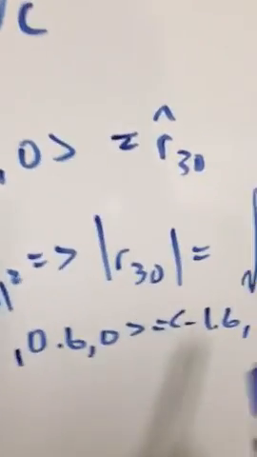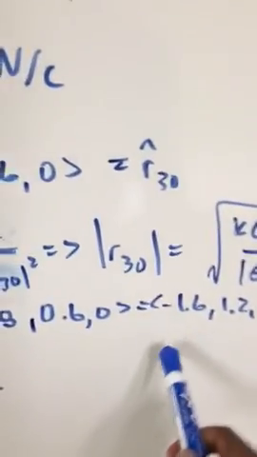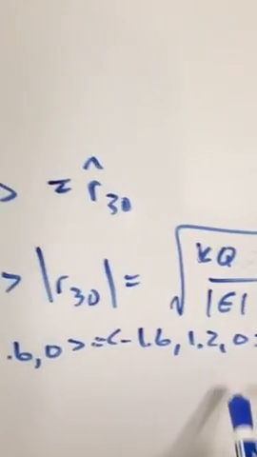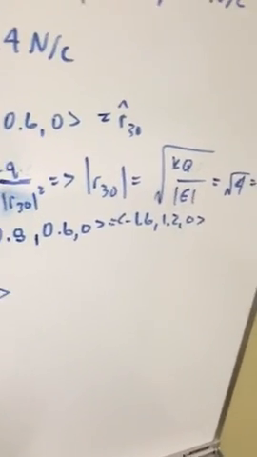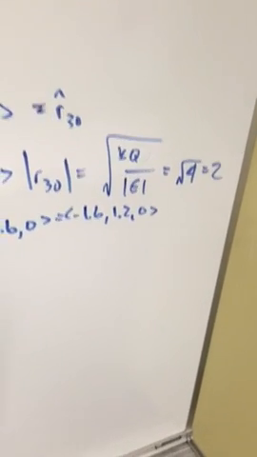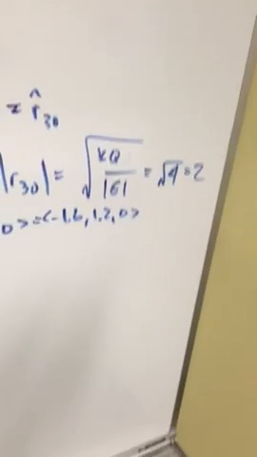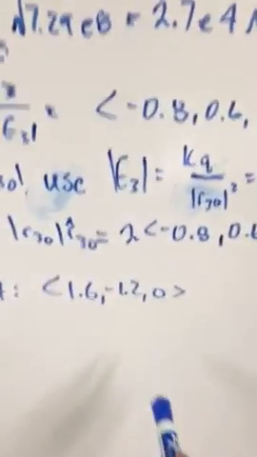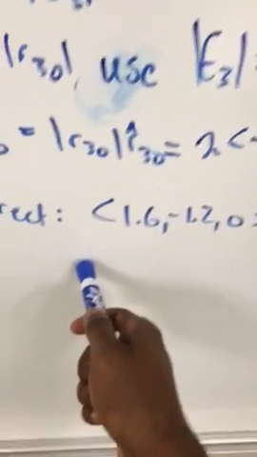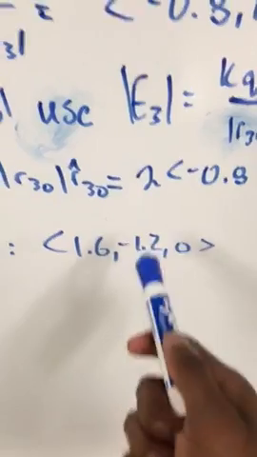But you have to be very careful because this is actually not the final correct answer. Because this R value here is from position 3 to the origin, but we're looking for the R value that is from the origin to position 3, which is the opposite of this. So the negative of this, which is the value here, 1.6, negative 1.2, 0, is the final correct answer.